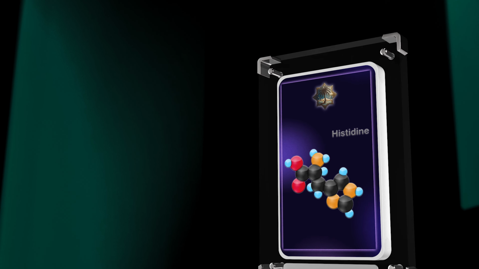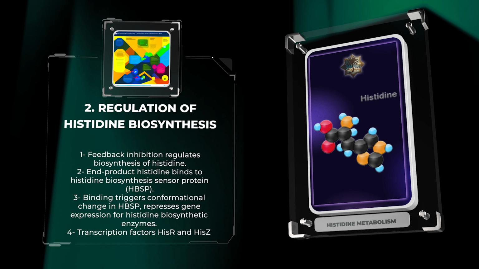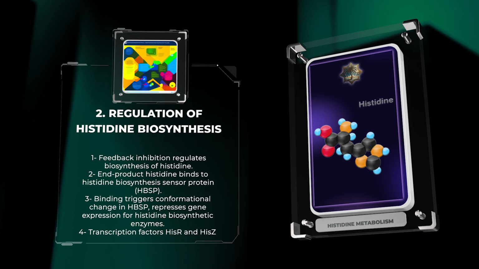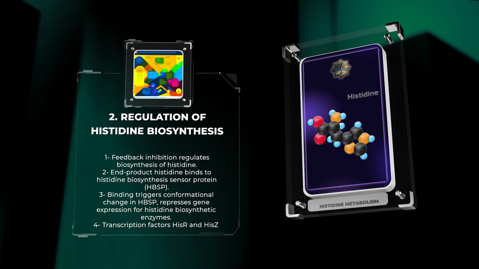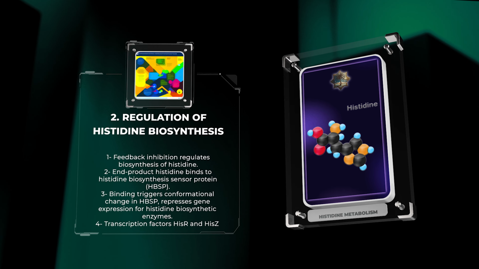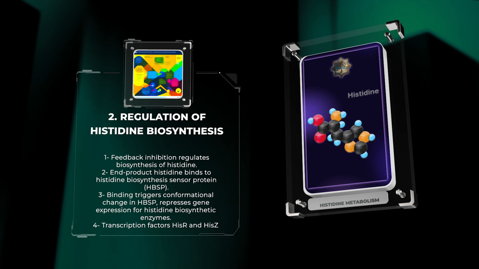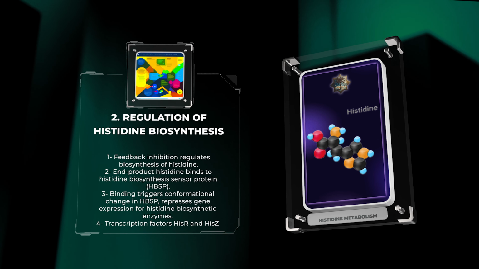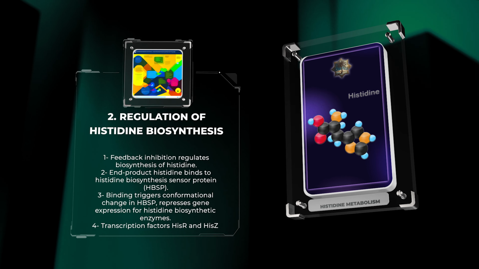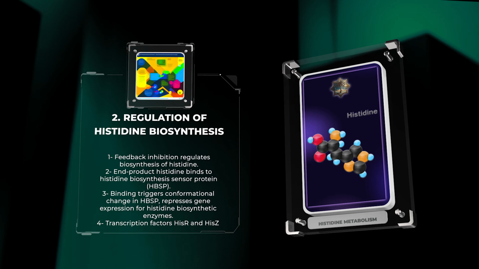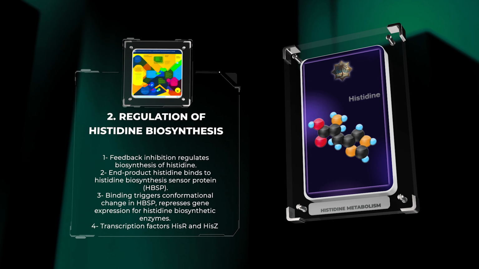The biosynthesis of histidine is regulated through a process called feedback inhibition. In this mechanism, the end product of the biosynthetic pathway, histidine, binds to the enzyme histidine biosynthesis sensor protein, HBSP. This binding triggers a conformational change in HBSP, leading to the repression of gene expression for histidine biosynthetic enzymes. Moreover, the regulation of histidine biosynthesis involves multiple transcription factors, such as HISR and HIS, which modulate the expression of genes involved in the biosynthetic pathway.